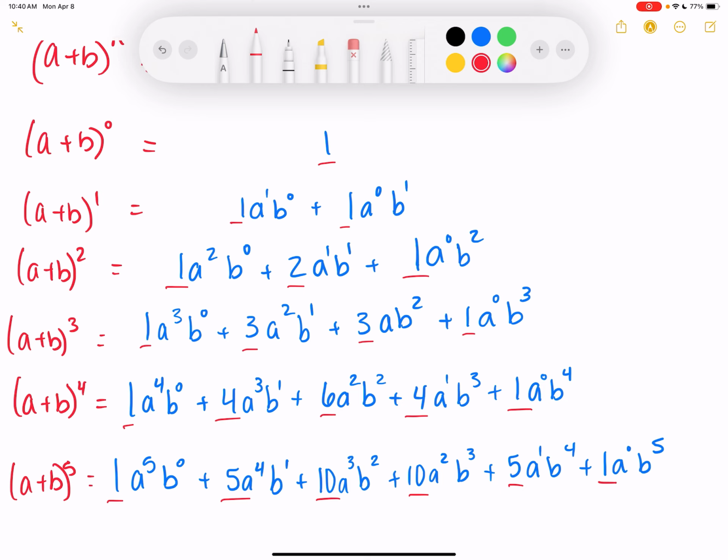So that's how we would get that pattern to the point where we could keep going and go all the way down to like a plus b to the 10th if we wanted to. We could keep going. Now it's going to have an obnoxiously large amount of terms, but we can do that. Okay?